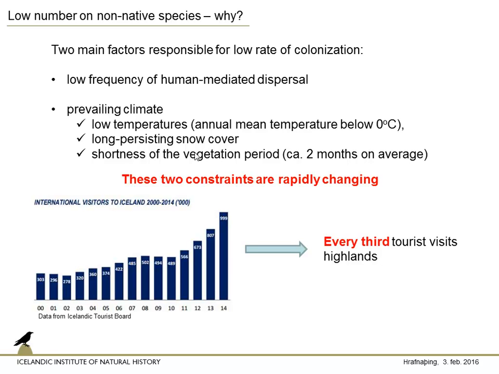And the other thing is that the prevailing climate is challenging for plant growth, with low temperatures, with annual mean temperature below 0 degrees Celsius. There is a long persisting snow cover, and of course the shortness of the vegetation period is another disadvantage for plant growth. It's about 2 months on average in the highland and mountainous areas in Iceland.